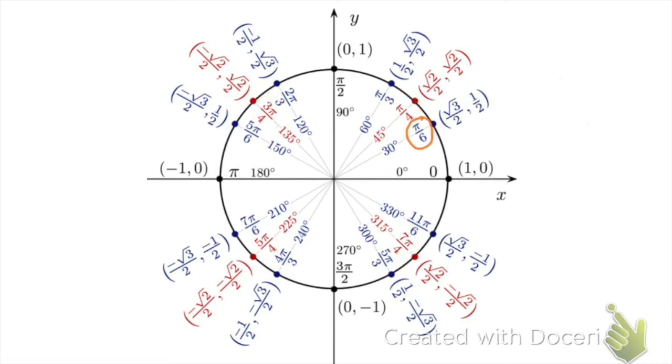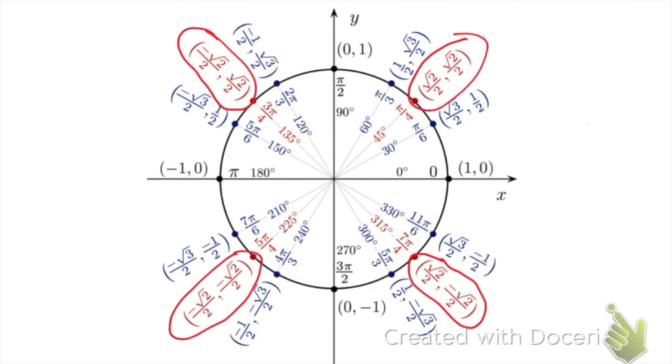Next, let's look at pi over 6. Each of these angles that are close to the x-axis are over 6. I have pi over 6, 5 pi over 6, 7 pi over 6, and 11 pi over 6. The radian measures that are closest to the y-axis are all over 3. Pi over 3, 2 pi over 3, 4 pi over 3, and 5 pi over 3.